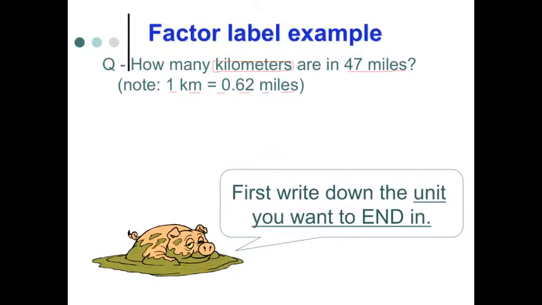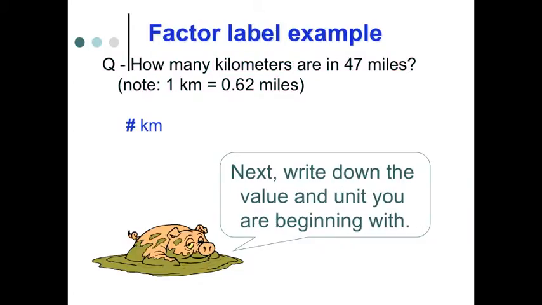We are not grading you on whether or not you can solve these math problems. We're grading you on learning this process because it's a process that you will use extensively in chemistry and physics classes. So let's start. We said we want to know the number of kilometers that's equal to 47 miles.